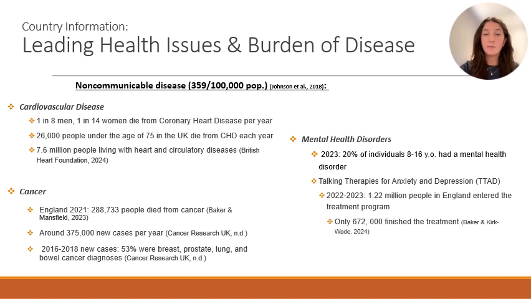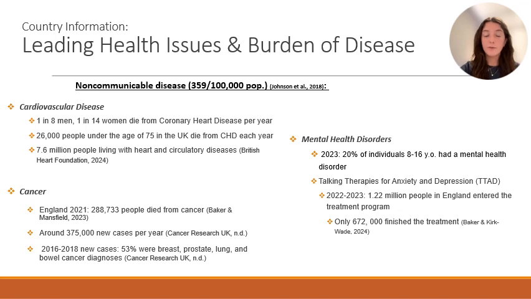With 7.6 million people in the UK living with a heart or circulatory disease, it stands to be a primary health issue. Another burden disease is seen in cancer prevalence. 288,733 people died in 2021 from cancer, and that is a statistic only from England. There are approximately 375,000 new cancer cases per year.